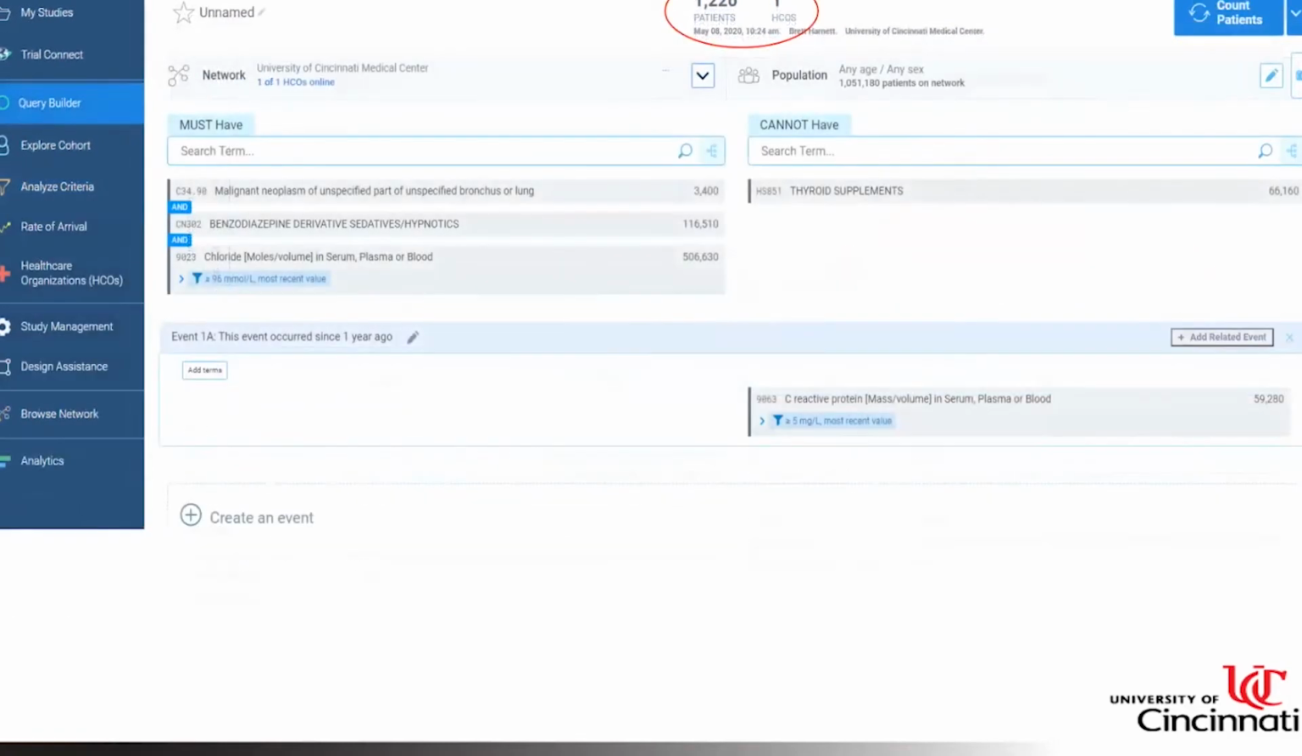So you would count patients in the upper right-hand corner, and then you see you have 1,220 patients. And notice it says one HCO, that's one healthcare organization, that's us. So this is a researcher, actually I think I did this one, saying how many people have cancer on benzos with a chloride level of greater than 96 done in the last year, et cetera. 1,220 patients.